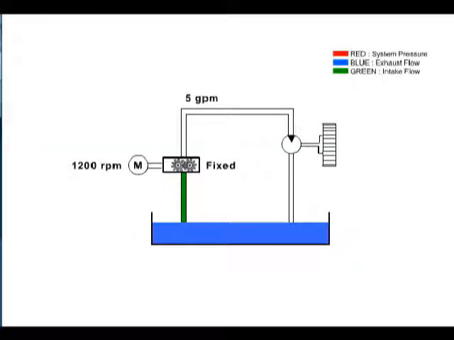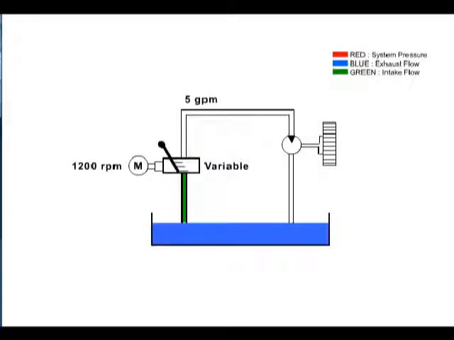In this example, a motor turning at 1200 RPM is driving a fixed displacement gear pump, producing 5 gallons per minute flow. The GPM can be changed if the RPM of the motor changes. When a variable displacement pump is used in the system, the GPM can be varied in two ways. As with fixed displacement pumps, the GPM will be changed if the RPM of the motor is changed.